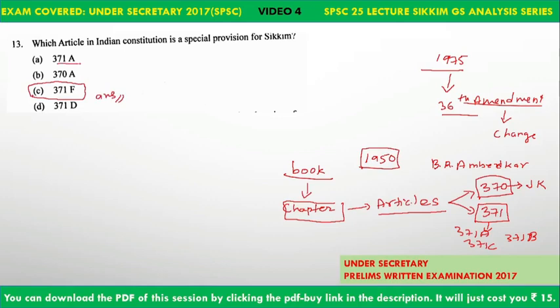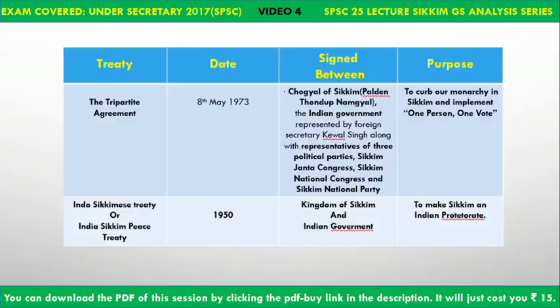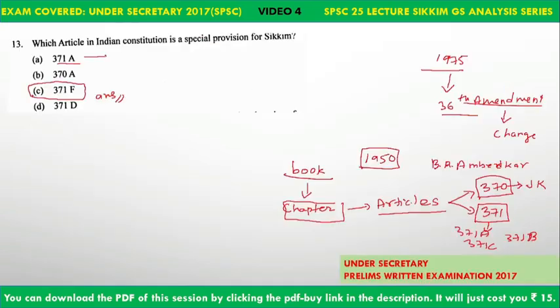Okay, now what is Article 371A? I think you all can say Article 371A gives special provision for Nagaland. So this article is for Nagaland, right? Article 371A is for Nagaland. What is Article 370A? We don't know exactly, but Article 370 only is for Jammu and Kashmir. Okay, so this is not for Sikkim.